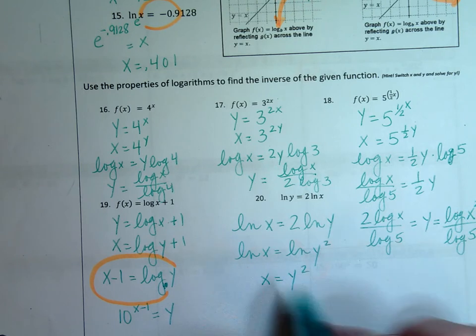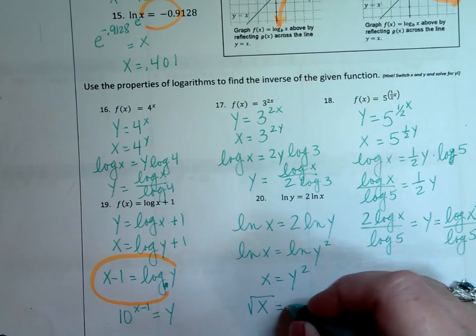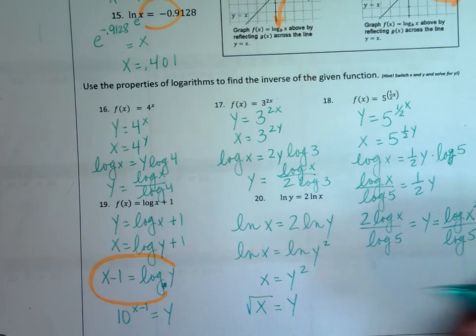Now how do you solve for y for this? I've got to square root it, right? So I've got the square root of x equals y. And that's your answer. Did you solve for y? Yep, you did. You got it.